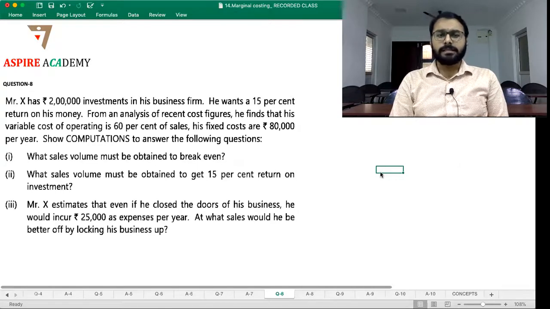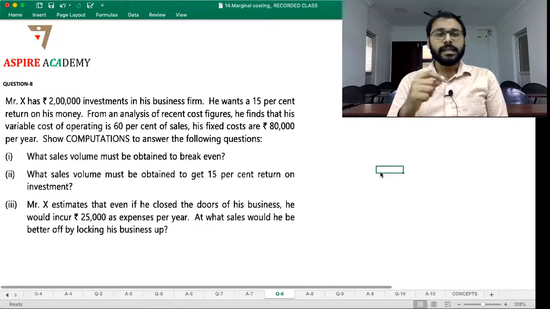Mr. X estimates that even if he closed the doors of his business, he would incur 25,000 rupees as expenses per year. At what sales would he be better off by locking his business firm? Okay, so here is where we are going to talk about one new concept in this question.